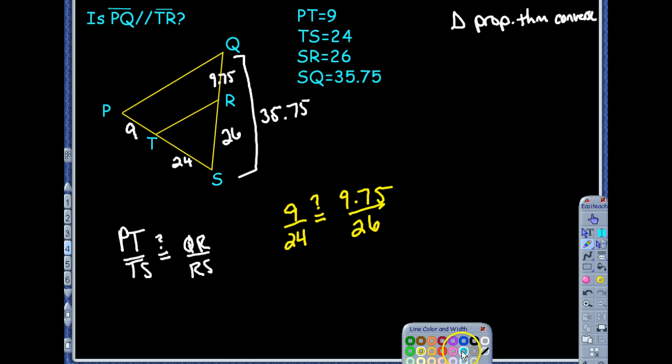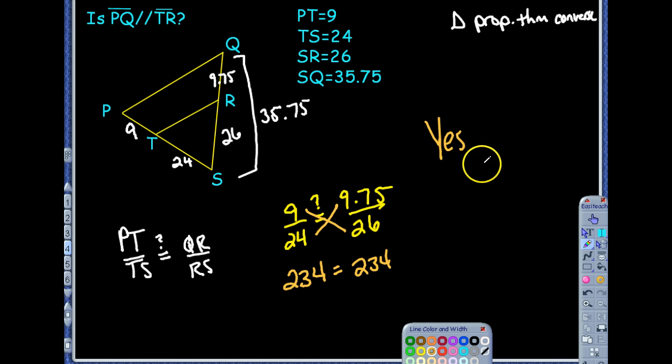Okay. So you could do one of two things. You could simplify each of those, right? Or if this is really true, wouldn't cross product have to work? So you could multiply the 9 times the 26. And that is 234. And then when I do 24 times 9.75, that is 234 as well. And so those are equal. So therefore, we know that the sides are proportional. Therefore, we can say that yes. And the reason why would be that theorem that you wrote up here. Triangle proportionality theorem converse. Exactly.